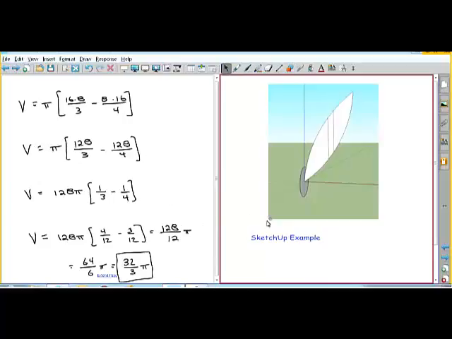Okay. Let's just look at what this thing looks like. So I'm going to open up SketchUp. So it's kind of what it looks like. Let me share SketchUp with you. Of course, it's not going to be as seamless as you see in class.